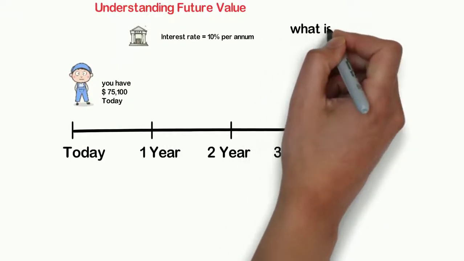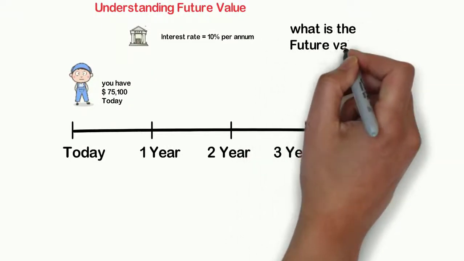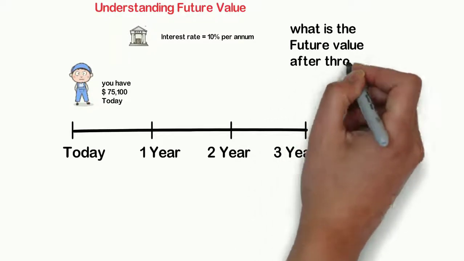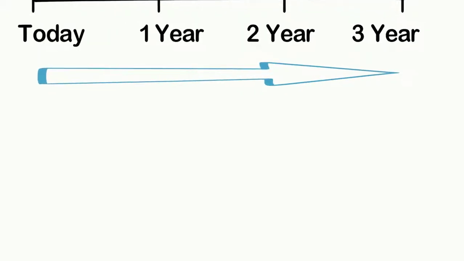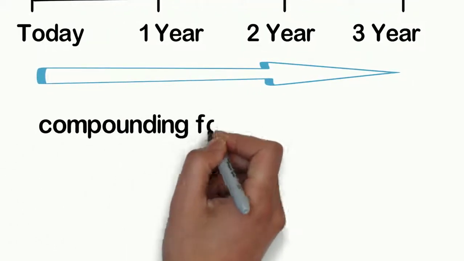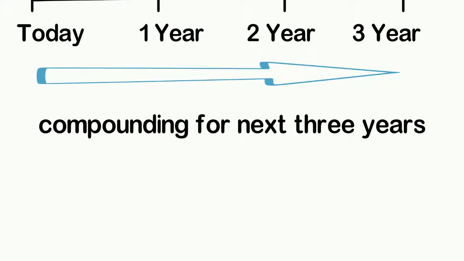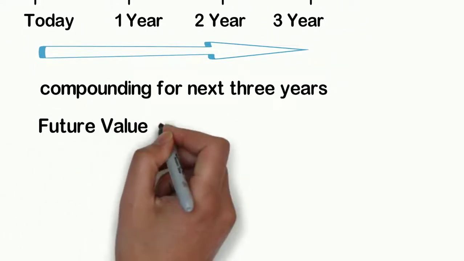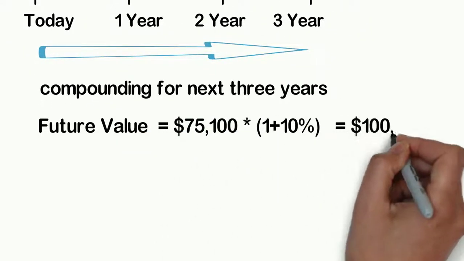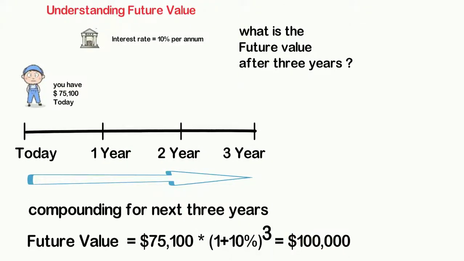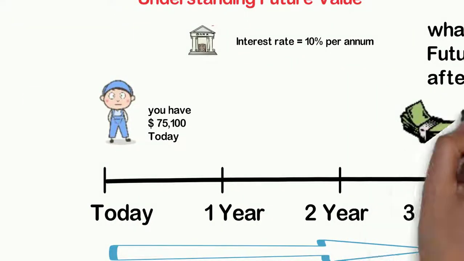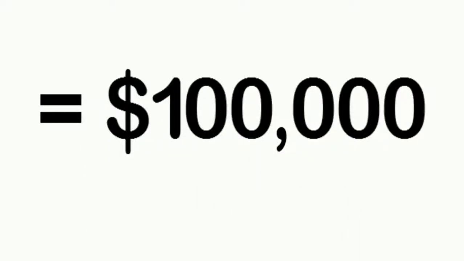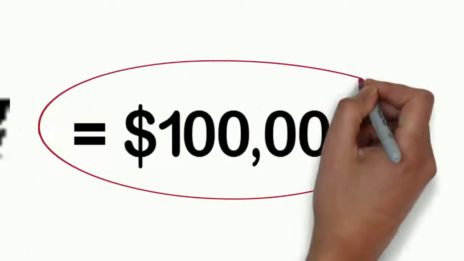But what will be the future value after 3 years? We have to compound the present value for the next 3 years. The future value that you will receive after 3 years will be calculated by using this formula: present value multiplied by the compounding factor. The future value will be $100,000 after 3 years. This is how we calculate future value.